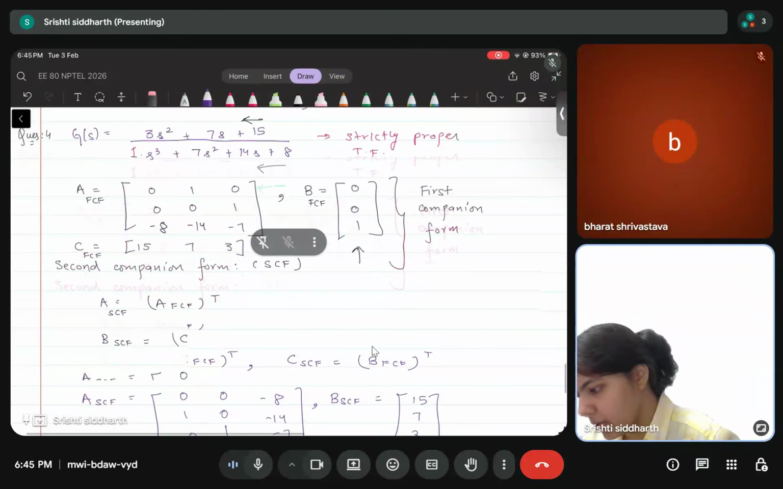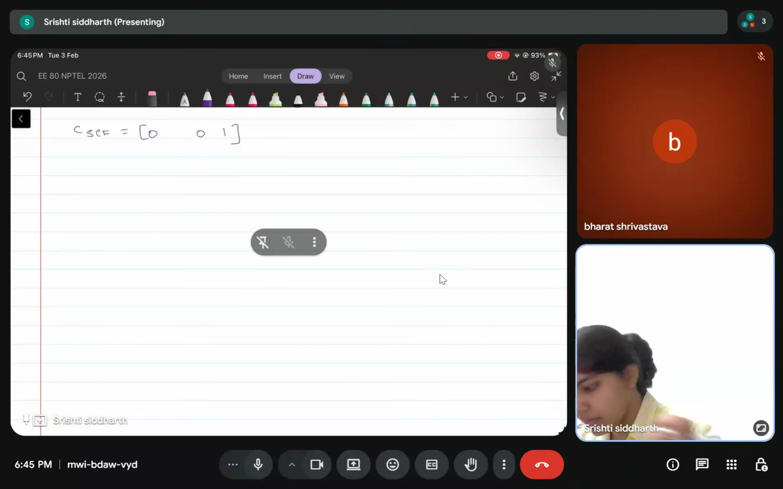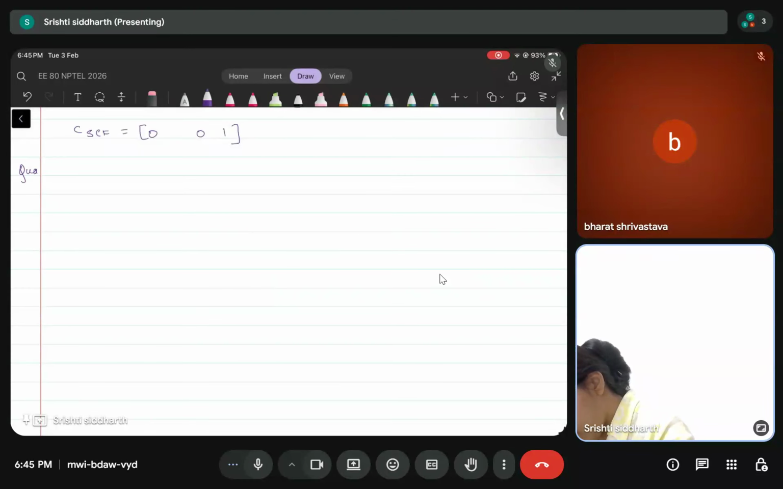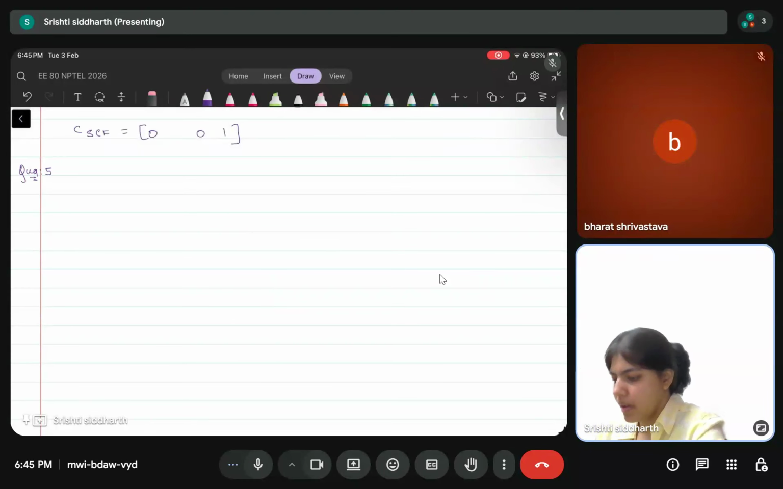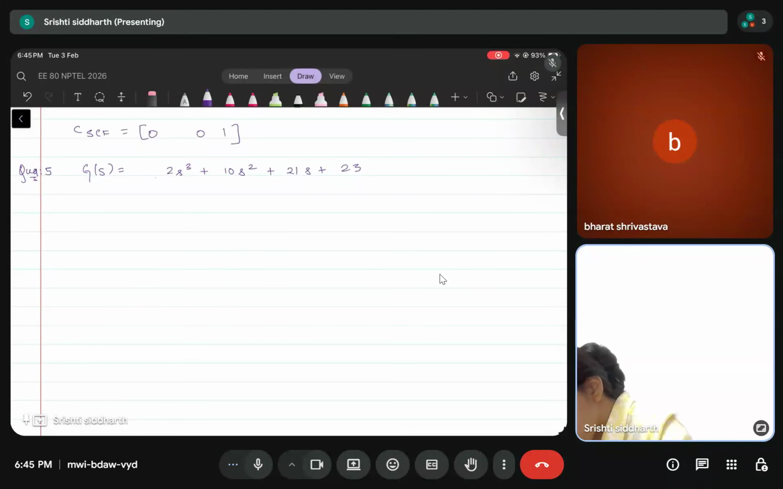So let's look at another question. G of s equals 2s cubed plus m s squared plus 21s plus 23 upon s cube plus 5s squared plus 7s plus 10.